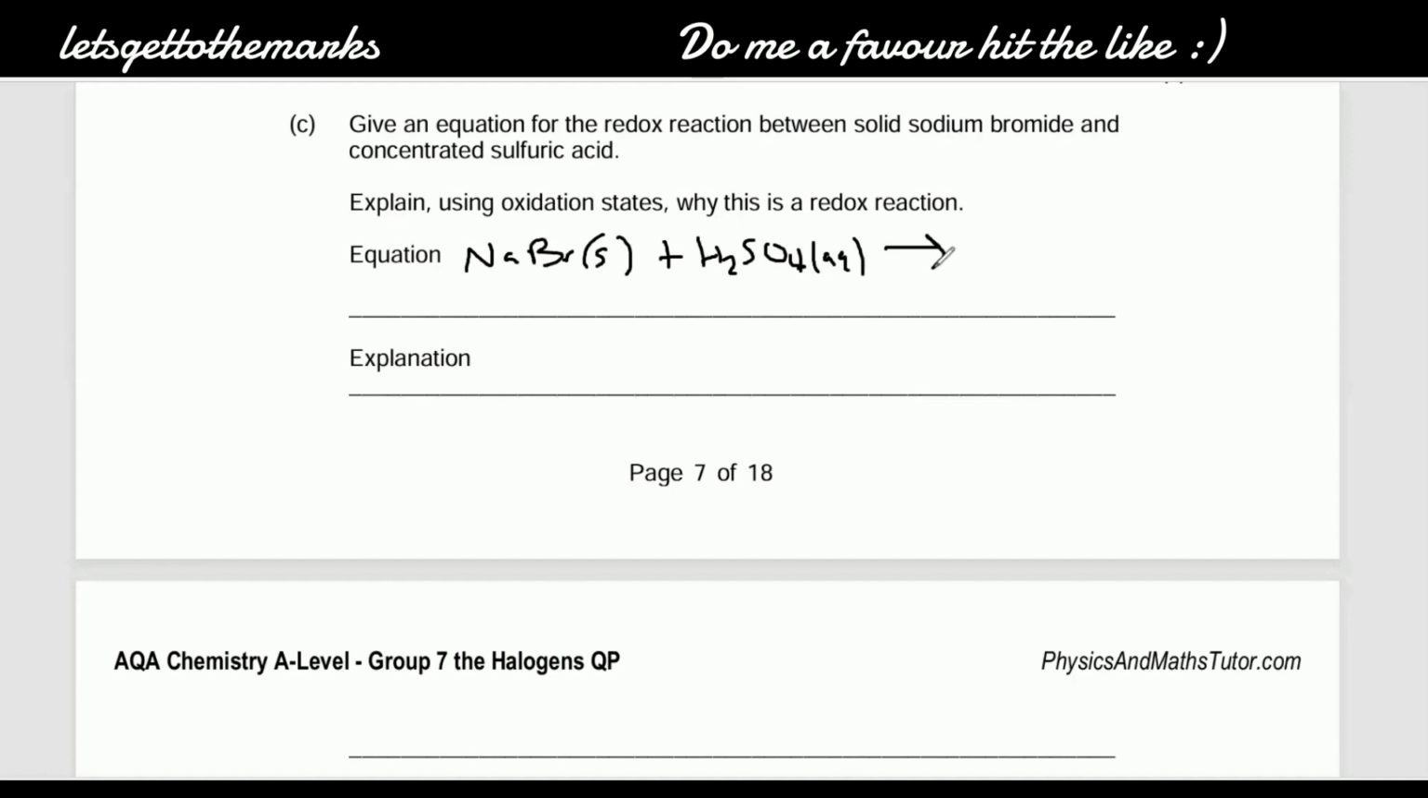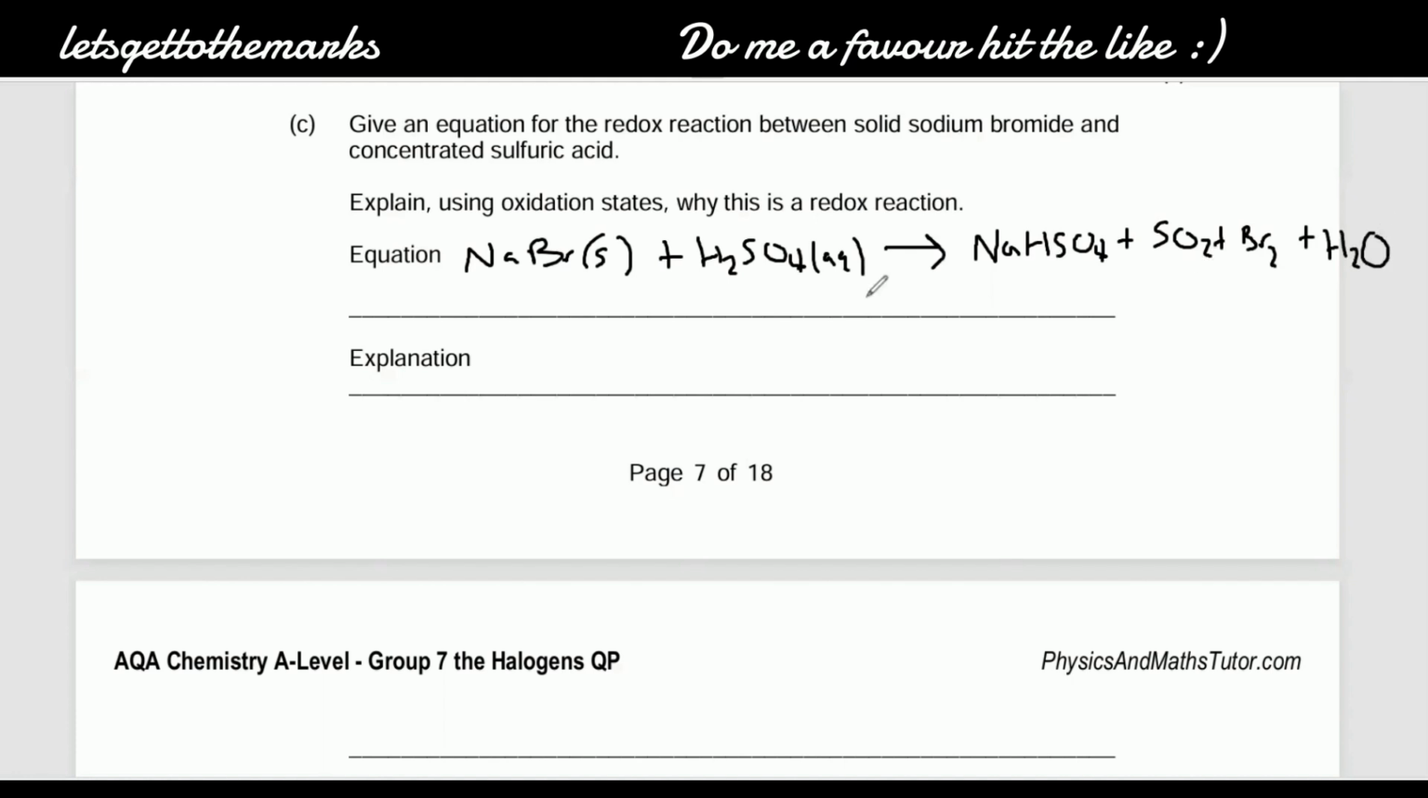So we've got solid sodium bromide, NaBr, plus aqueous concentrated sulfuric acid. I'm going to do sodium hydrogen sulfate. This one is not easy to balance. You're going to get sulfur dioxide, bromine, and water, and then I need to balance it.